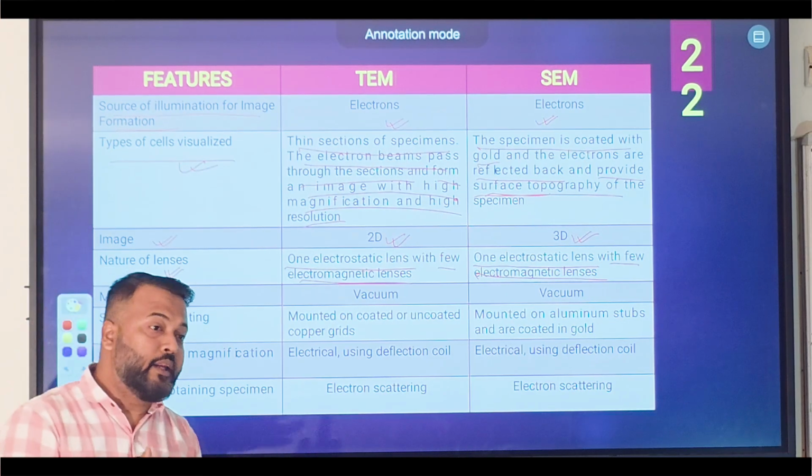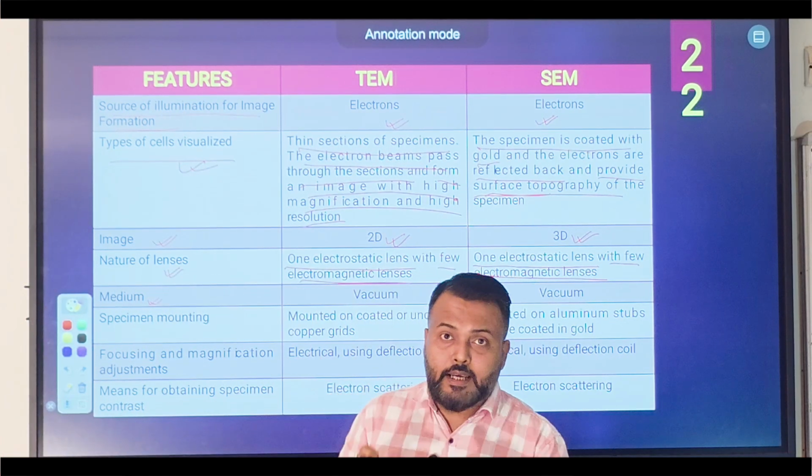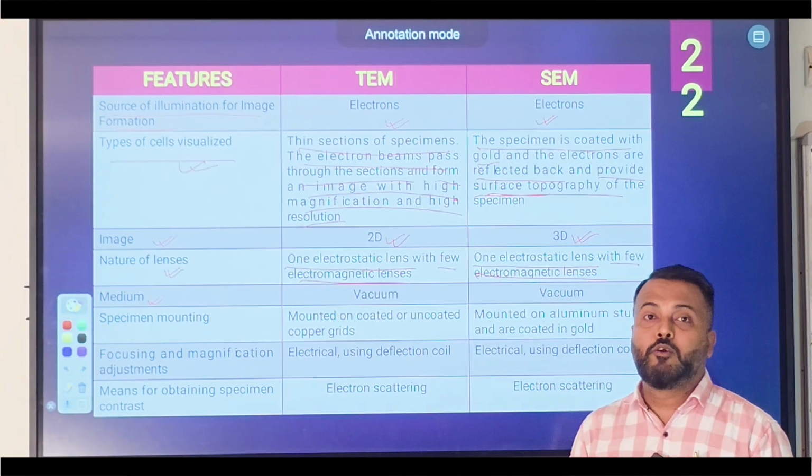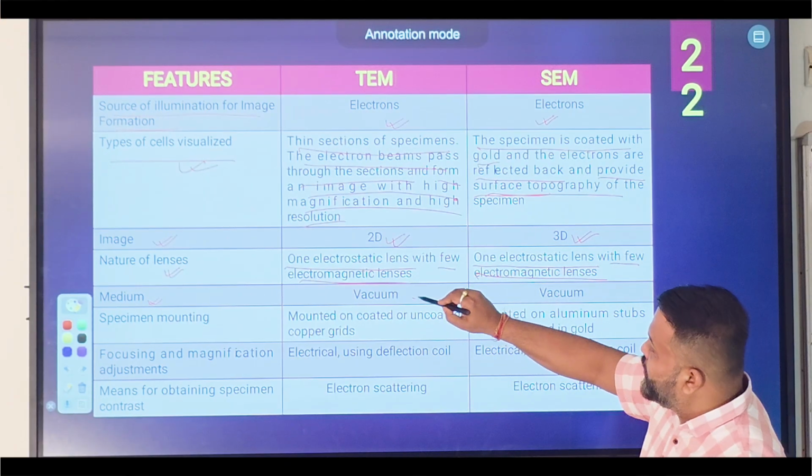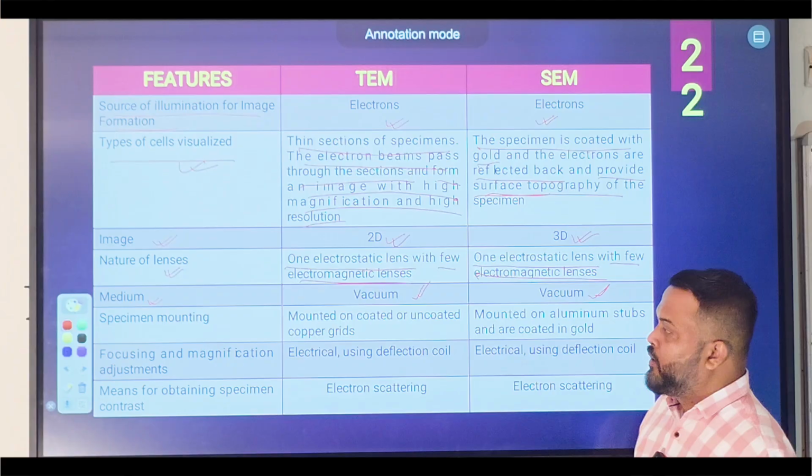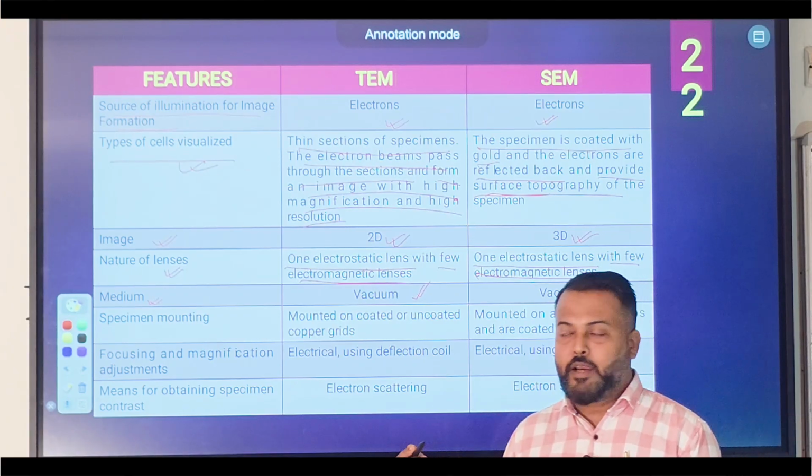Medium means what will be there inside the system. Inside the system, the entire medium will be completely vacuum. Okay, it will be completely vacuum. So in both the cases it will be vacuum.